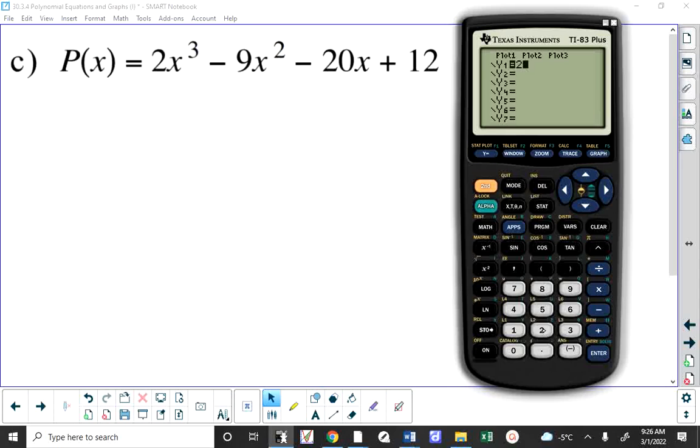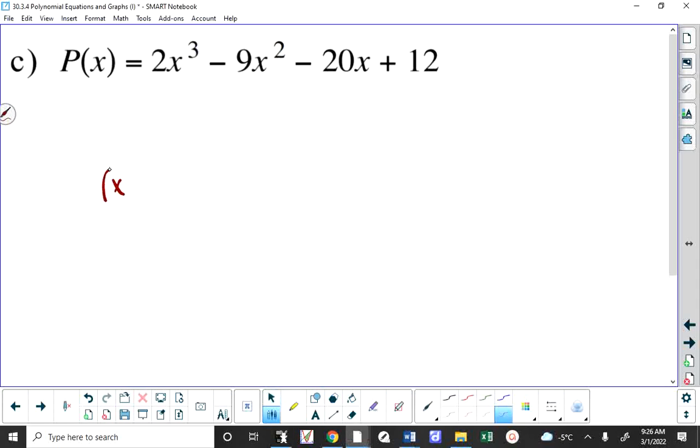I'm going to enter 2x cubed, and this is just how I enter it. Minus 9x squared minus 20x plus 12. Looks okay, double check everything. And I'm going to set up my table. I don't know what kind of state my table is in right now. I'm going to set it up to start at 0 and go up by 1. And then I can scroll up and down to see integral zeros. I see -2 is a 0. So right away I know that one of the factors is x plus 2.